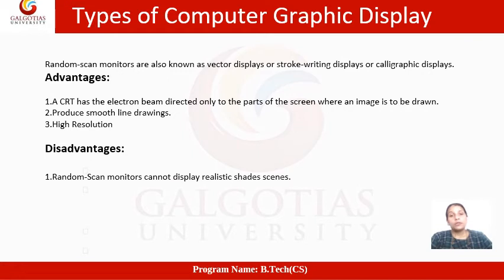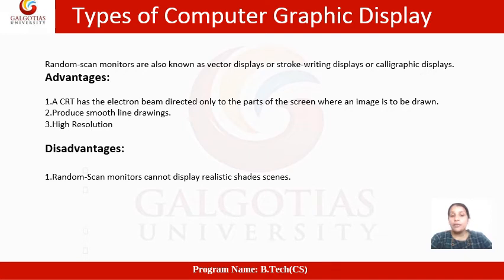Random scan monitors are also known as vector displays, stroke writing displays, or calligraphy displays. The advantage of it is that the CRT electron beam is directed only to the part of the screen where an image is to be drawn. So it directly reflects on the particular part of an image. It produces smooth line drawing and high resolution.